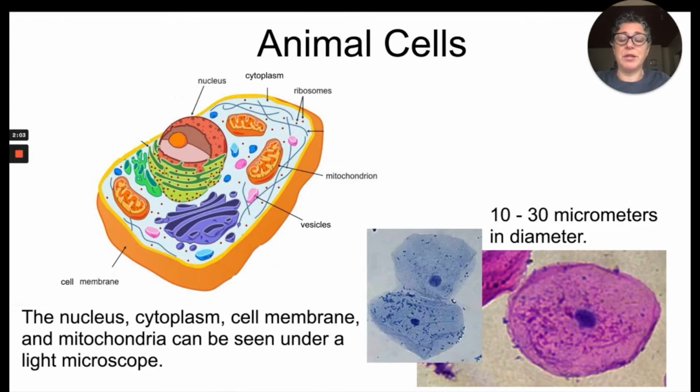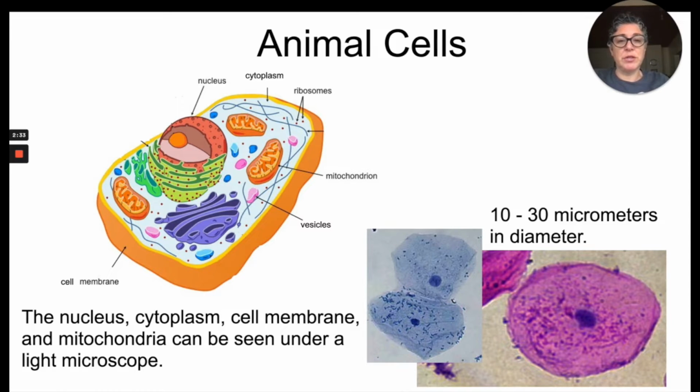Here we have a labeled diagram of a typical animal cell that you might find anywhere on the internet. There are various components called organelles inside an animal cell. You need to know what a cell membrane is: a nucleus, cytoplasm, ribosomes, mitochondria, and vesicles. So you should be able to identify those in a diagram.